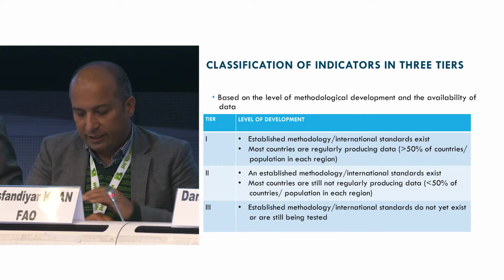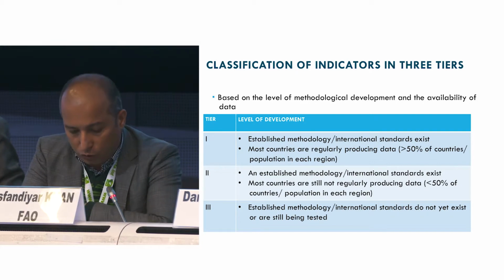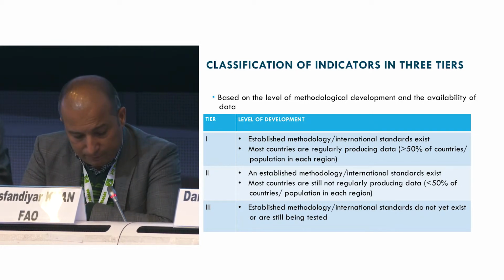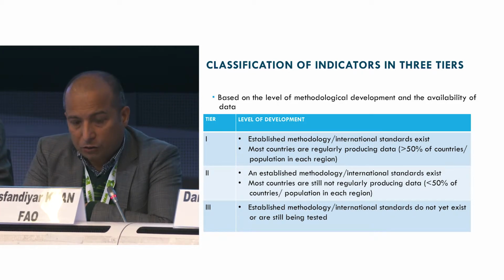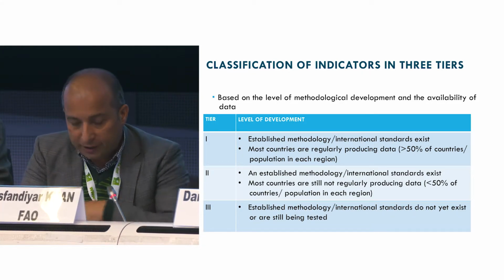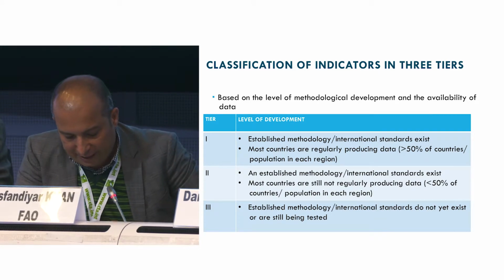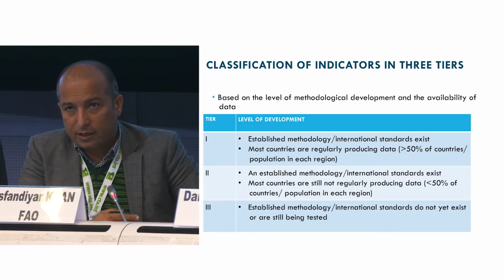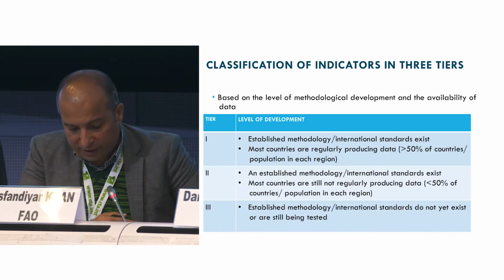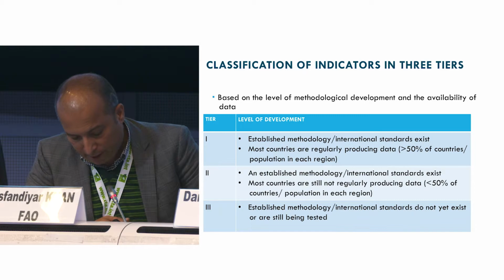To facilitate the methodological work, the IAEG-SDG has classified the indicators into 3 tiers or groups. Maybe you are already aware of this. They classify the indicators based on the level of methodological development and the availability of data. So tier 1 being the indicators for which an established methodology and international standard exists, and most of the countries are regularly producing data. That is greater than 50% of the countries or population in each region.